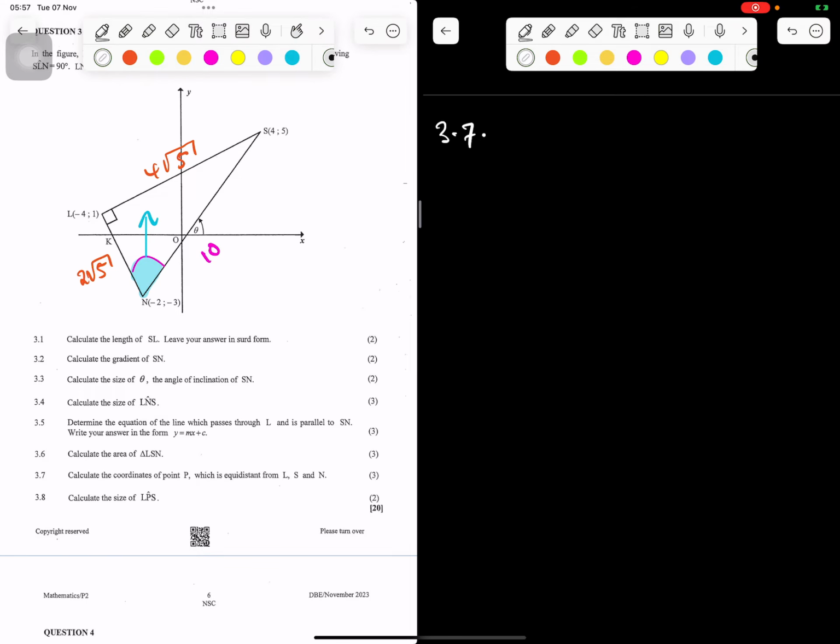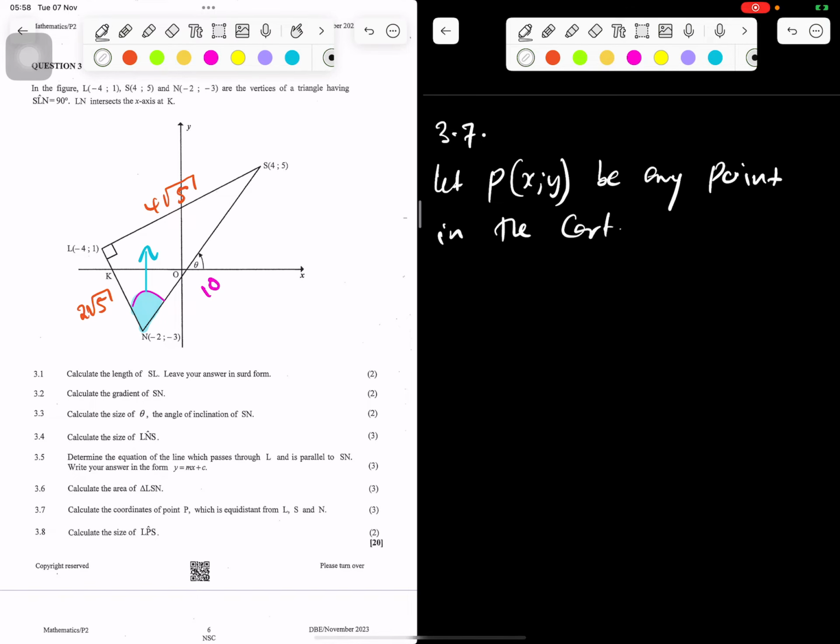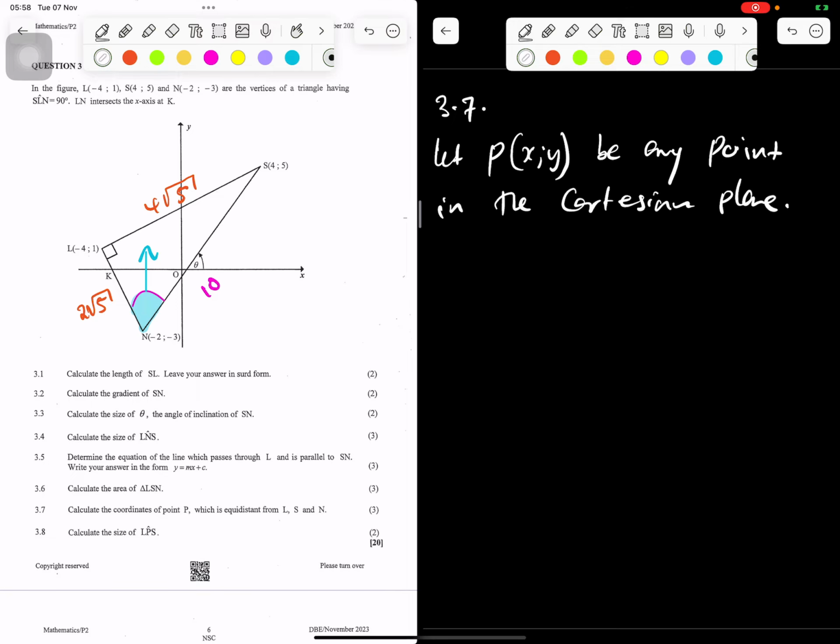But let me give you the easier one that we all can relate to. Because the point L, we don't know which quadrant it belongs to at this point. So let me say that P, which is (x, y) there, is any point in the Cartesian plane.